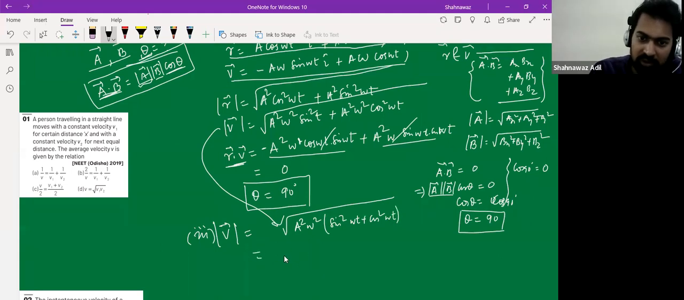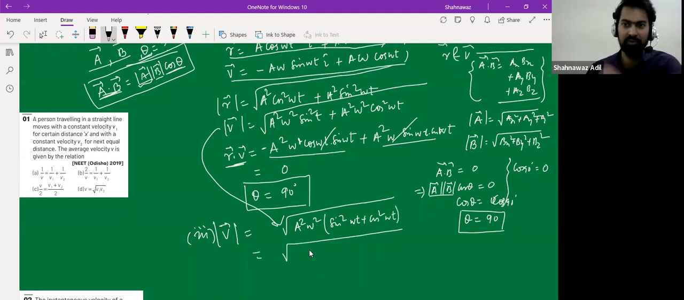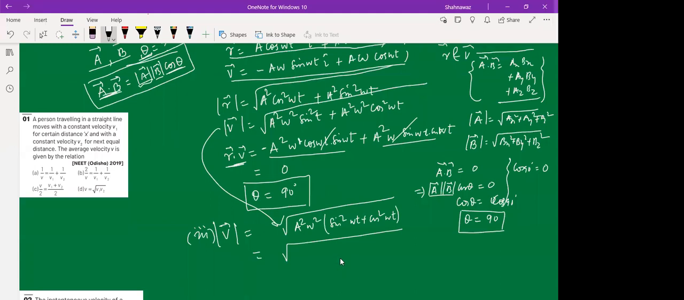So this will be what? Hello. Iram, Heather, Abhinav. Omega. Yes. So this will be what? A square omega square. Yeah.